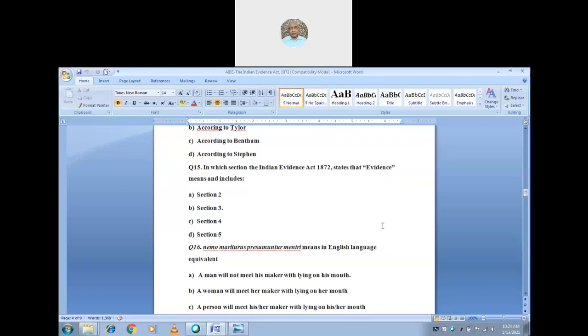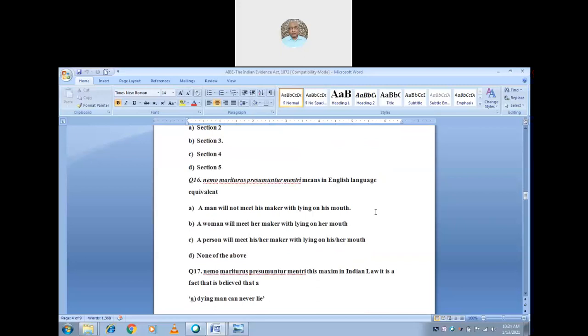In which section does the Indian Evidence Act 1872 state that evidence means and includes? Section 2. See, I already told you section 2 is repealed and section 3 is the interpretation clause or definition clause. So all the definitions are there in section 3.